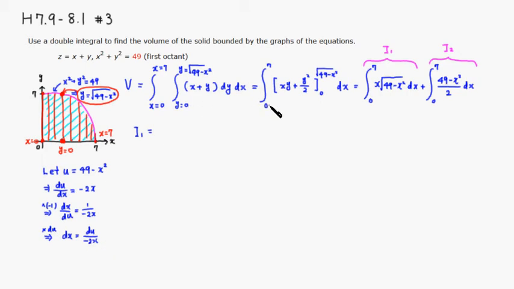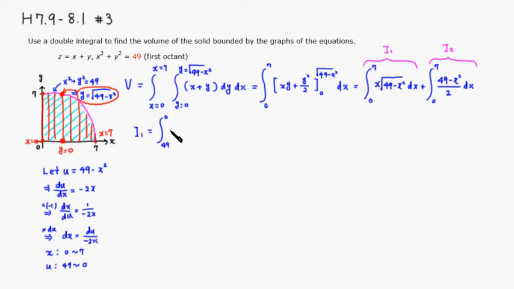Then also, let's see, x goes from 0 to 7. So in this case, u is going to go from, if you plug in 0, it's 49. And if you plug in 7, 49 minus 7 squared is 0. All right. So the integral is from 49 to 0.